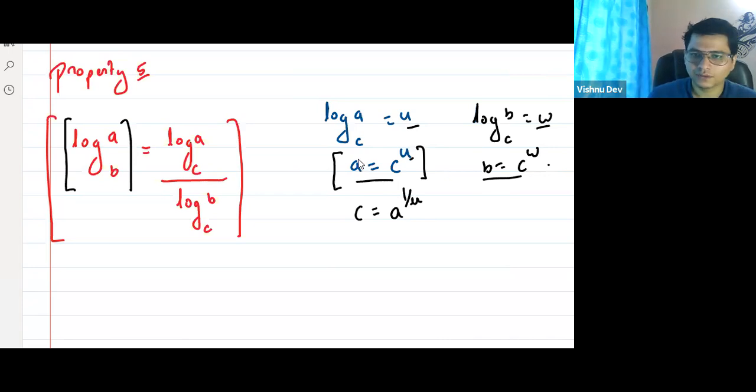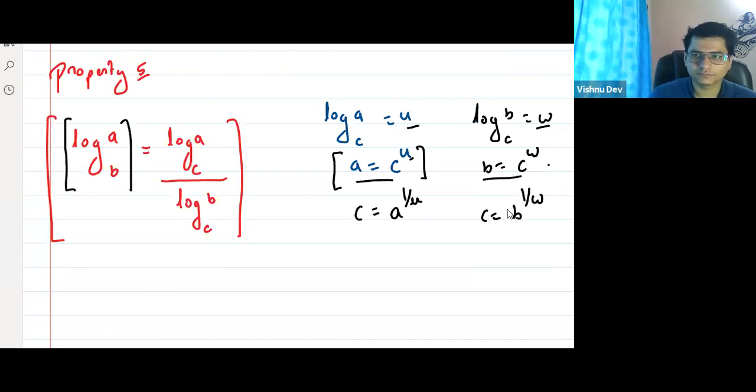Now, again, using the power of exponents, C can be written as A to the power 1 by U. So C is equal to A to the power 1 by U. And from here, C is equal to B to the power 1 by W. Yes or no? Anyone have any doubt till this point?